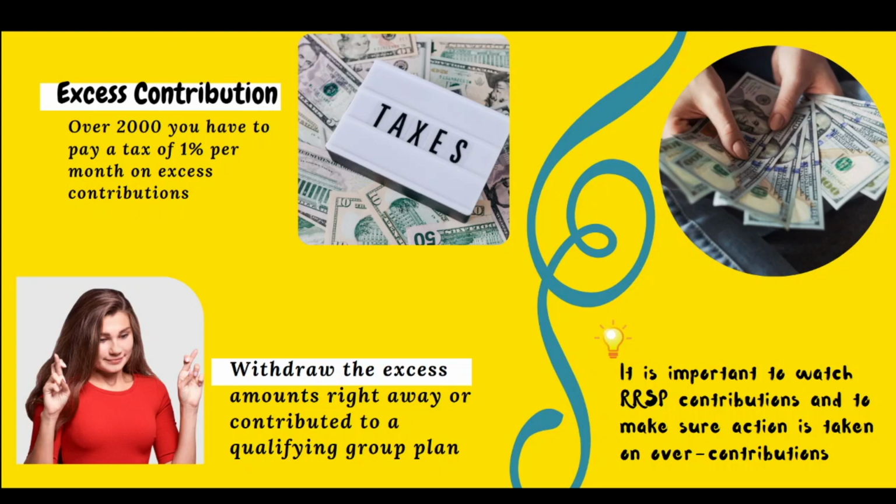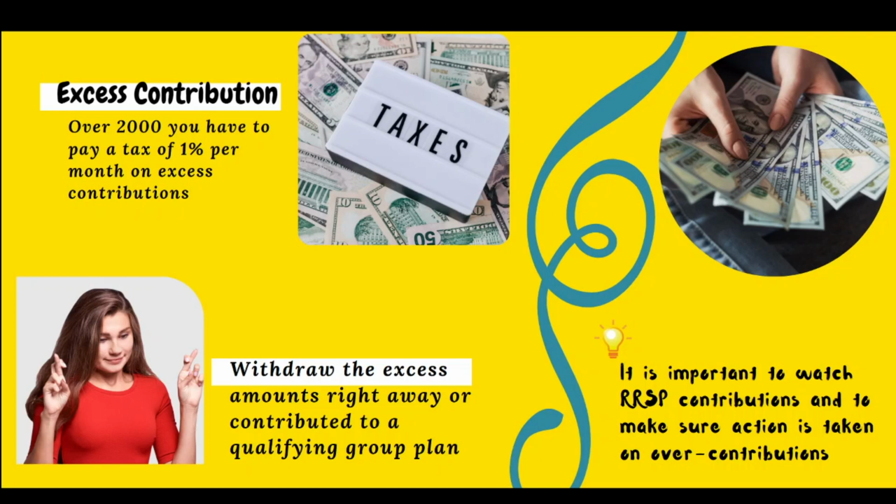Over $2,000, you have to pay a tax of 1% per month on any excess contribution that exceeds your RRSP PRPP deduction limit by more than $2,000. Unless you withdraw the excess amount right away and send a letter to the CRA explaining that it was a legitimate mistake, you may be able to obtain a waiver. Or the other option is move this amount to a qualified group plan.